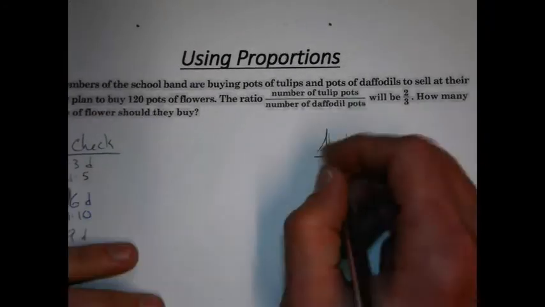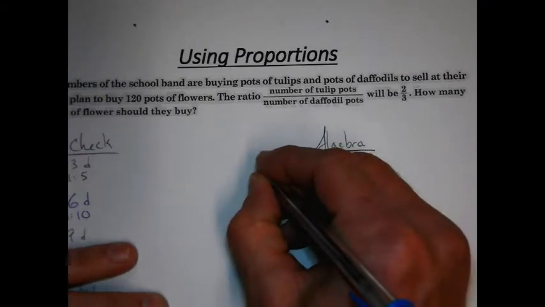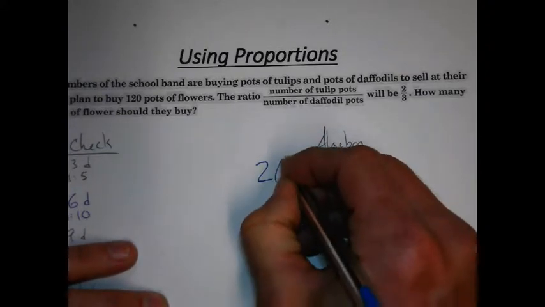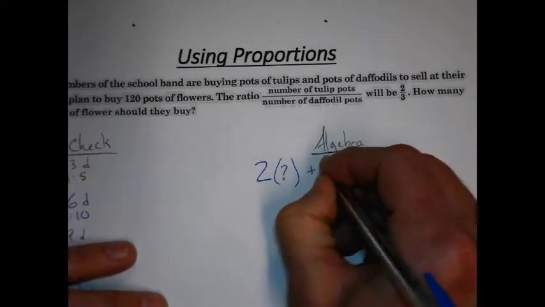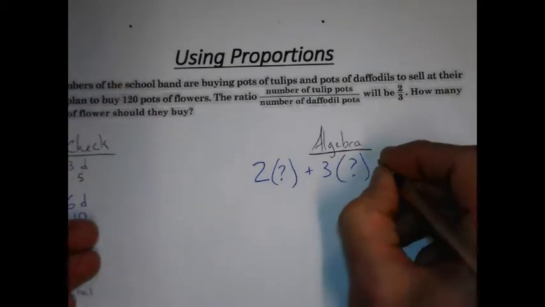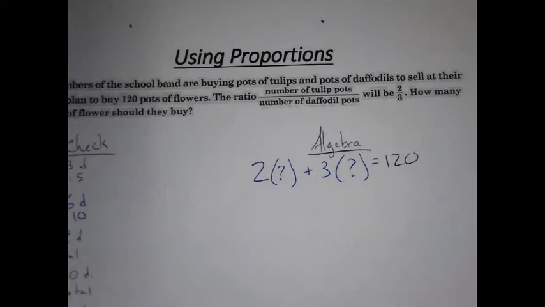So what does that mean? What that means is that if I had 2, which is the number of tulips, times whatever scale factor it is, and I add that to 3 times whatever scale factor that is, what would we have? We would have the total number of flowers. The total number of pots is 120. Okay, so that's what this means.